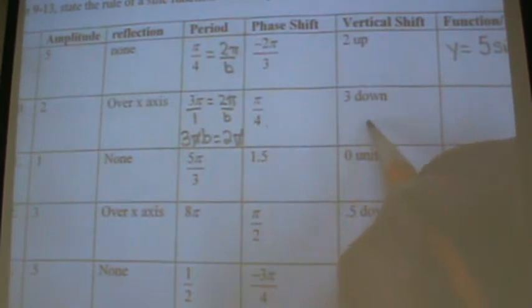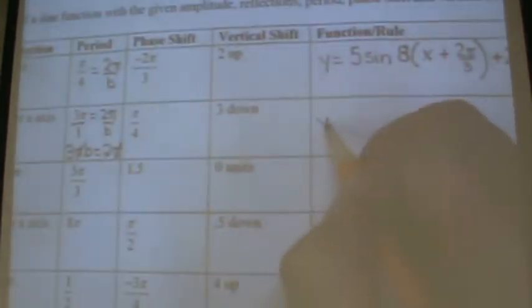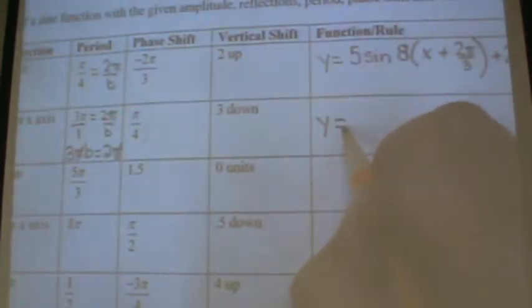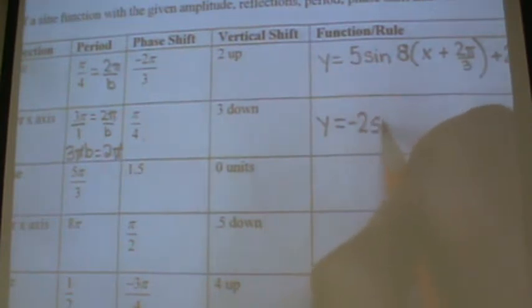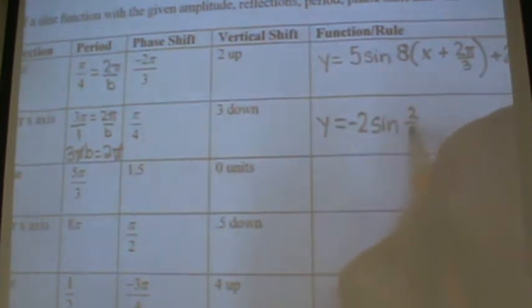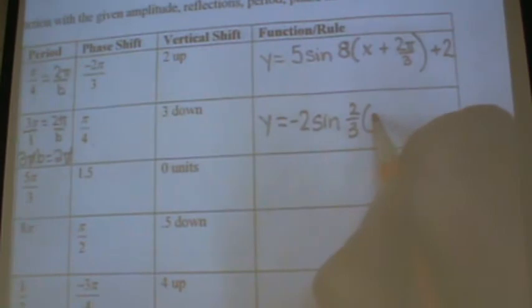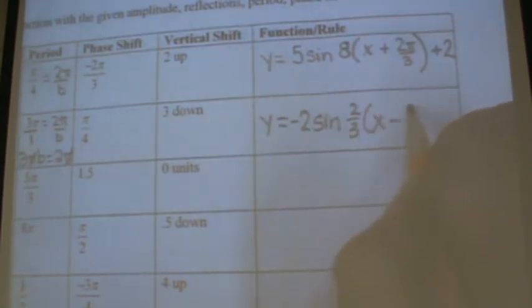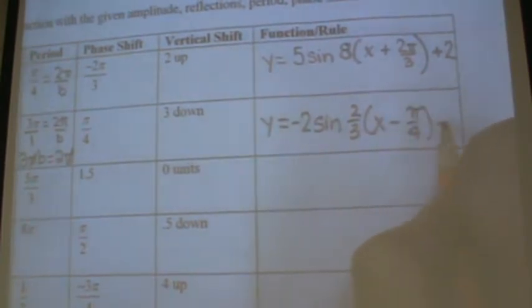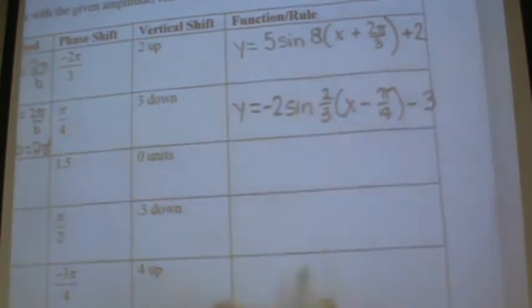So can I get the equation here? What is it? Y equals negative 2 sine 2/3 t minus pi over 4. Very good. Minus 3. Excellent. Perfect. Good job.